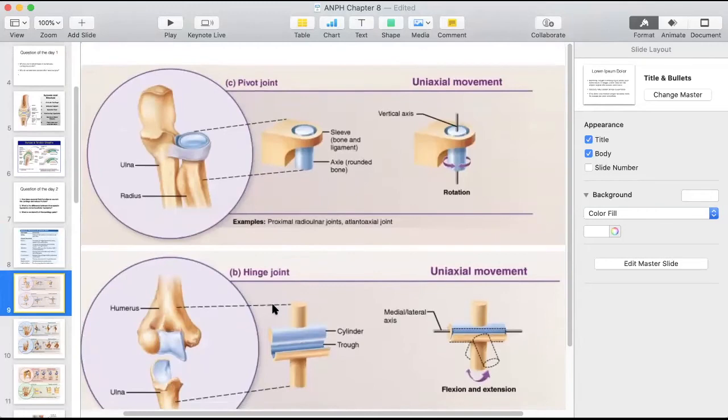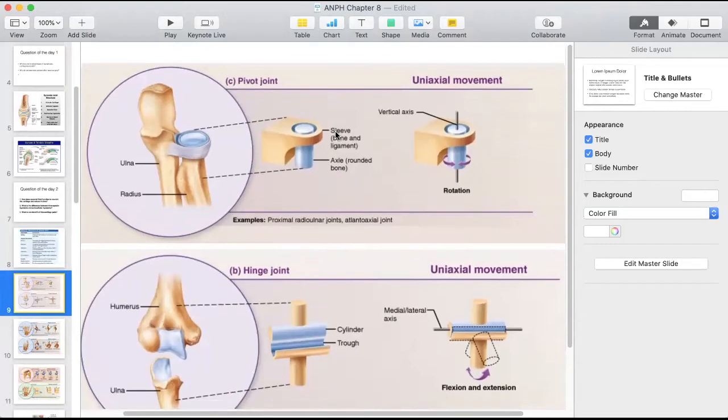So we have examples of joints that are pivot joints. These are designed for rotation. So you see here is that you are going to have one bone articulate with another. Great example is the bones of the ulna and the radius. It's actually designed to rotate along a vertical axis.